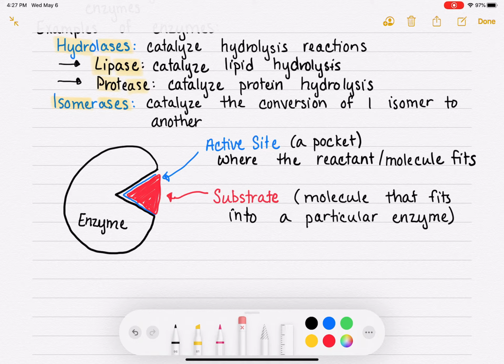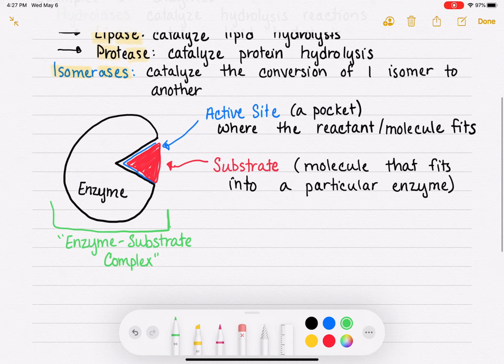And when the substrate is sitting inside the enzyme, so when we have this type of deal right here, a lot of times this is going to be called an enzyme substrate complex, because we've got the substrate stuck into the enzyme, combined together.